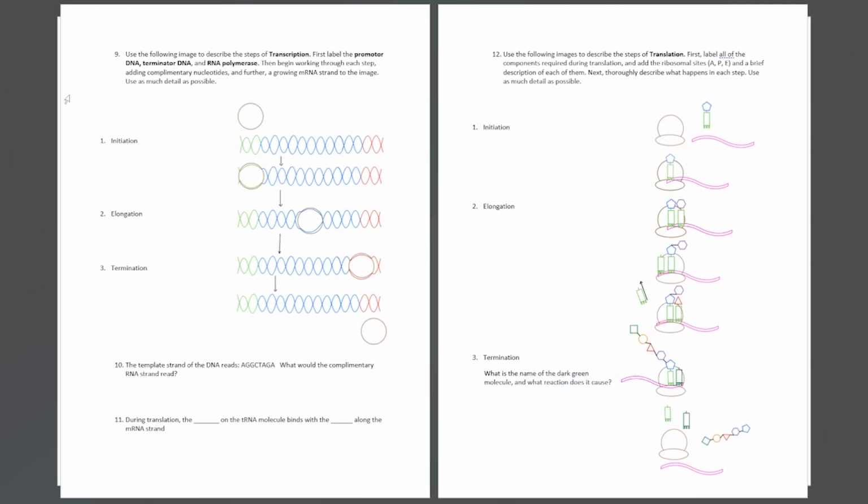Number 9. Use the following images to describe the steps of transcription. So first, label the promoter DNA. Next, the terminator DNA and the RNA polymerase. And then begin working through each step, adding complementary nucleotides, and so on. So we got that, right?